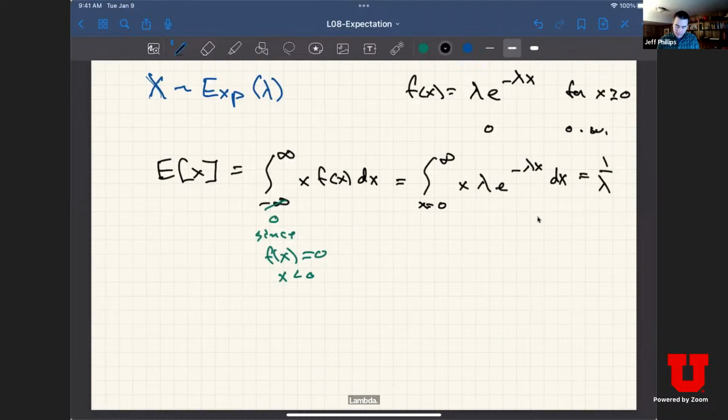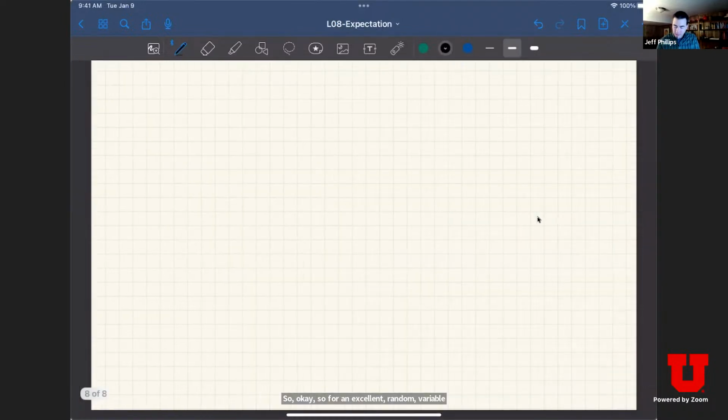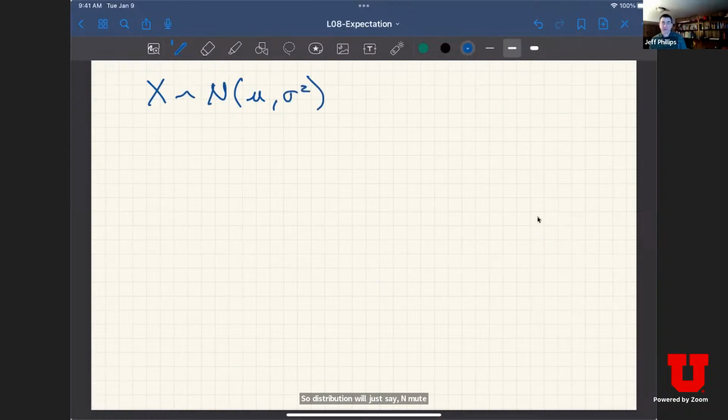So, okay, for an exponential random variable, let's do one that I think you should be able to figure out on your own. Let's say that we have X from a normal distribution. We'll just say N(mu, sigma squared). Okay, so the normal distribution, remember what the normal distribution is. f(x) is going to be equal to 1 over sigma square root 2 pi.